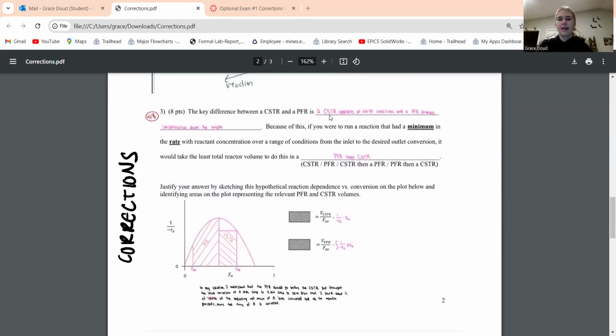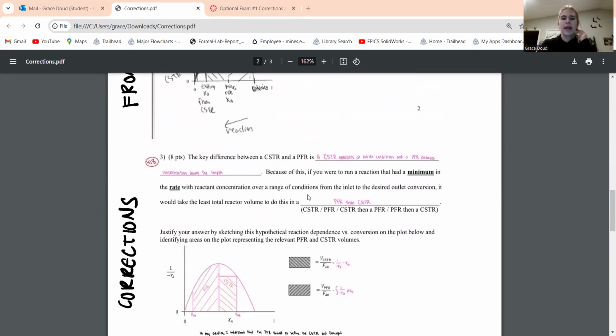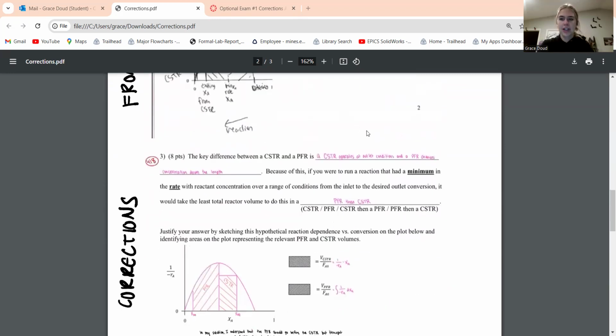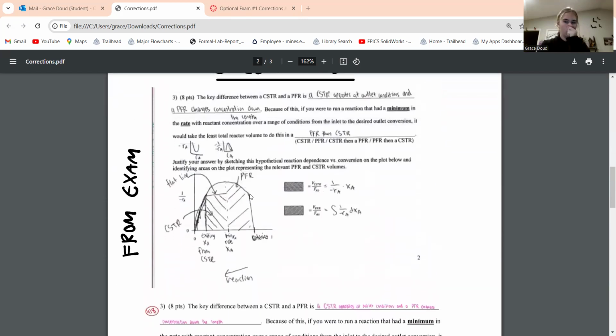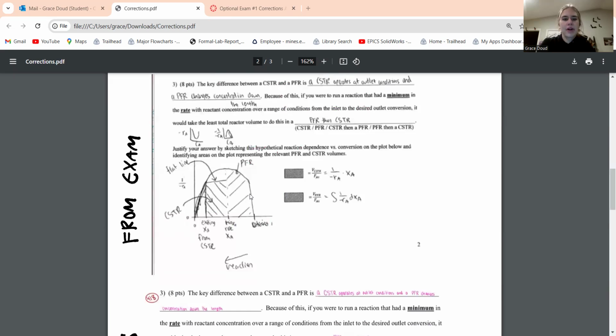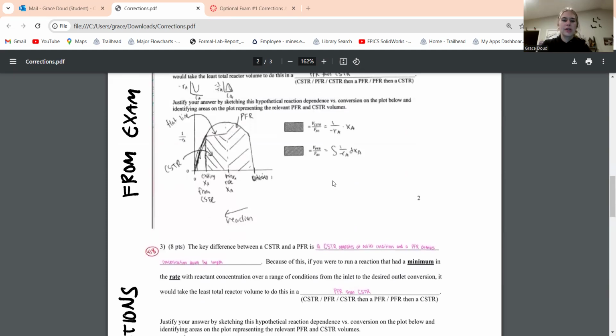So as you can see, I got 4 out of 8 points, and I got all the written stuff right. So I understood that a CSTR operates at outlet conditions, while the PFR changes concentration down the length. I have the same thing up there, and then I knew that it would take the least reactor volume to do this in a PFR and then a CSTR. And then I also did understand the graphing, or the area, for a CSTR and a PFR.